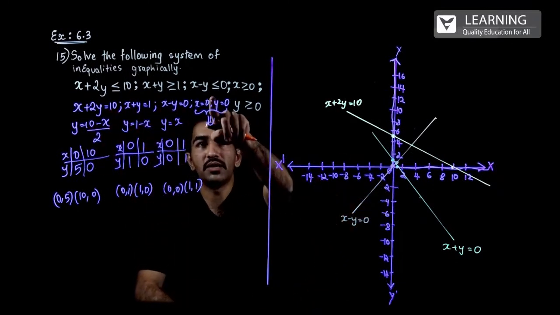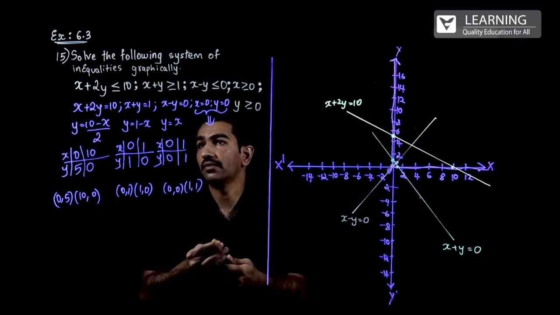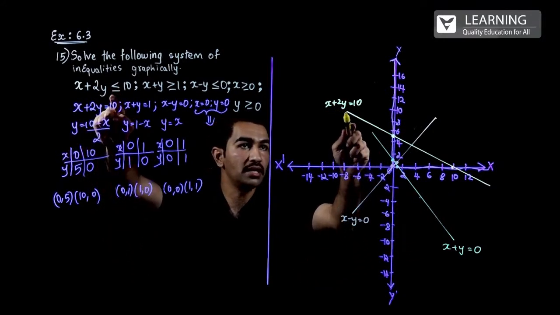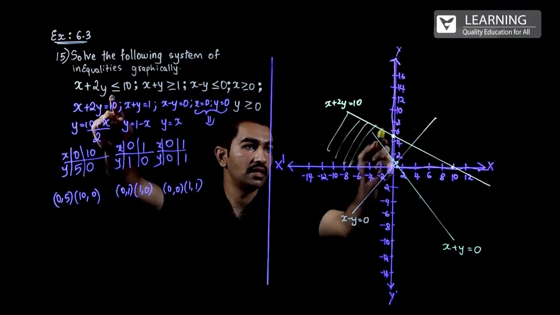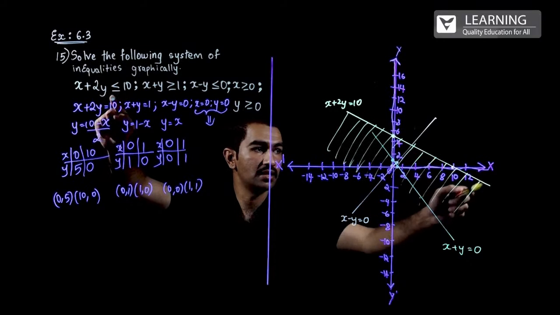So there are 2 more inequalities. Now we'll come back to the inequalities. Okay, we'll start shading the parts. So see the very first one, students. X plus 2y is lesser than or equal to 10, right? So all these things are lesser than or equal to 10. Yellow line, all these things are lesser than or equal to 10.